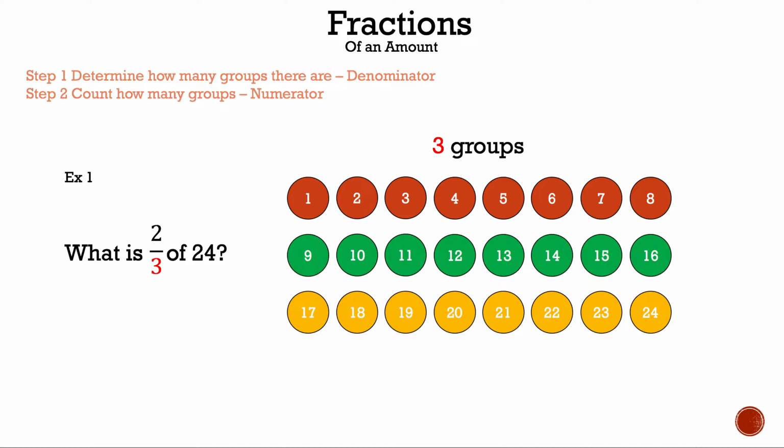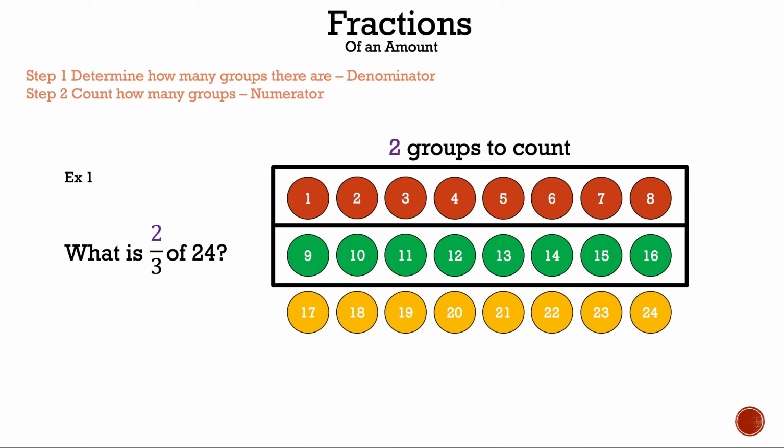And now we need to take a look at step 2, which is count how many groups. The numerator of 2/3 is 2, so we need to count 2 groups. Okay, so now if we count it, we get 16. So what is 2/3 of 24? It is 16.